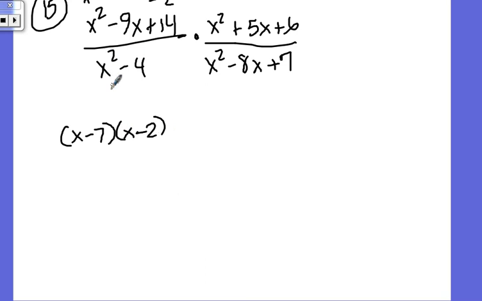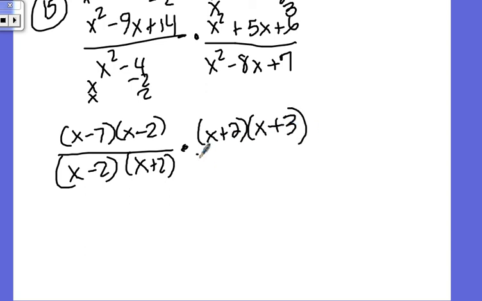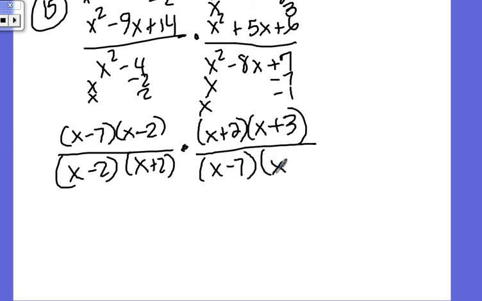Working on this bottom, difference of perfect squares, x and x, negative 2 and 2. So that's going to be x minus 2, x plus 2, times, working this one over here, I think we're going to have to do 2 and 3, and x. So that's going to be adding to what we want there. So x plus 2 and x plus 3. And then on the bottom here we have x and x, negative 7 and negative 1 is going to give you negative 8. So x minus 7 and x minus 1.